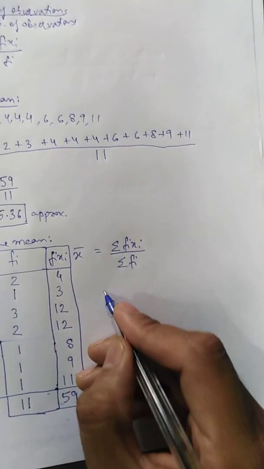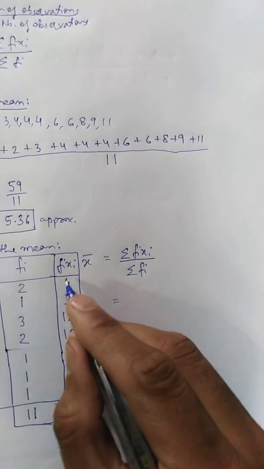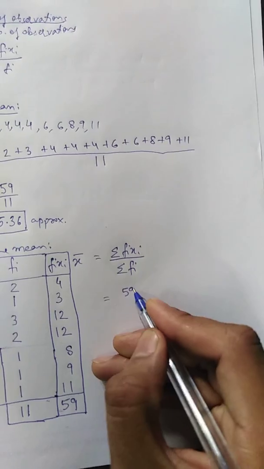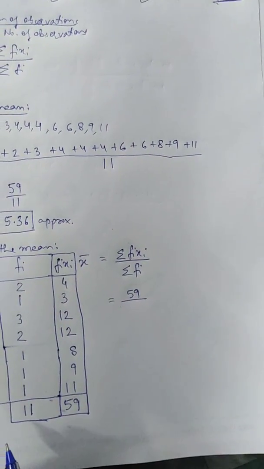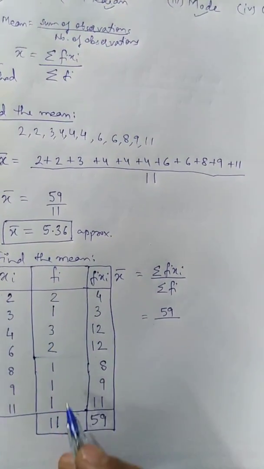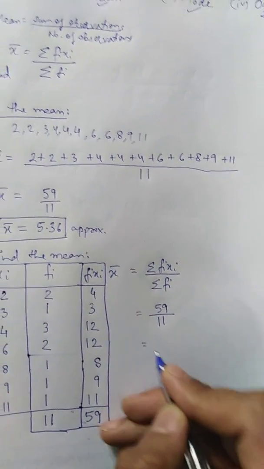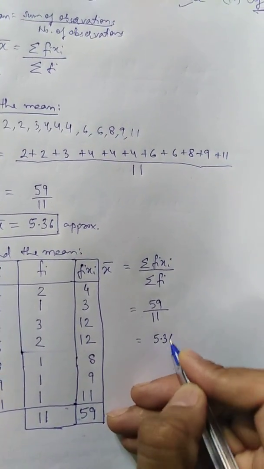And here the mean, again, is sigma fi xi. So sigma means the sum of all fi xi, that is 59, and sigma fi, that again means the sum of all the frequencies, so it is 11, and we get the mean as the same.